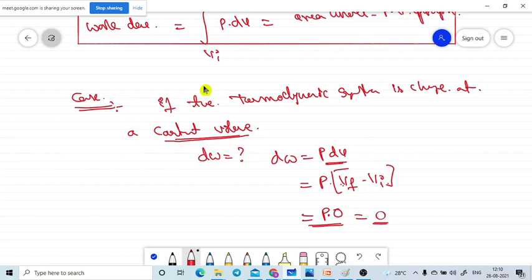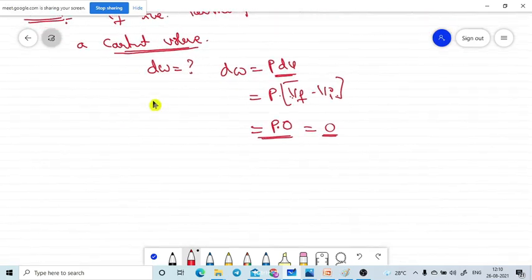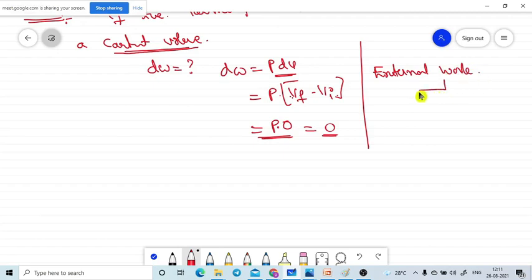Work done in the thermodynamic system, or external work done. Let me use the word external work done. External work done has two types: work done by the system and work done on the system. Work done by the system is positive, and work done on the system is negative. I will use the external work done dW like this. Every time I use work done, it means the external work done only.